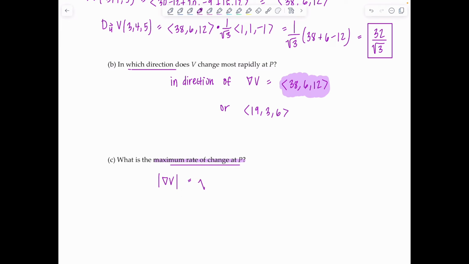Dangerous, dangerous. Rad, 38 squared plus 6 squared plus 12 squared, which is rad 1624. And don't worry, they had their calculator. Just reduce this to 2 rad 406. You do need to reduce your radicals, simplify them completely. I don't require you to rationalize. That's simplified, but you can't leave it like this. Okay, that's that. Moving on.